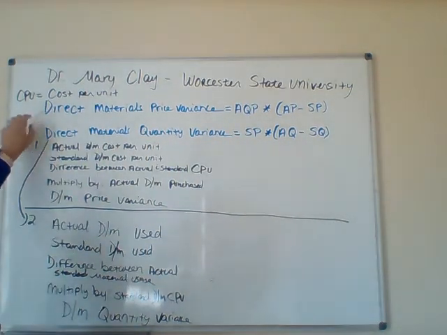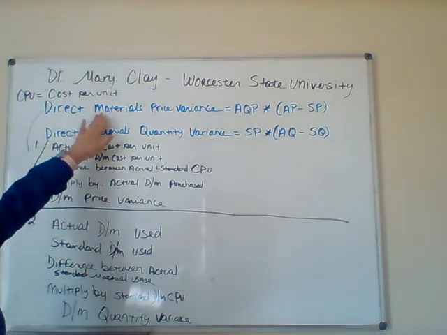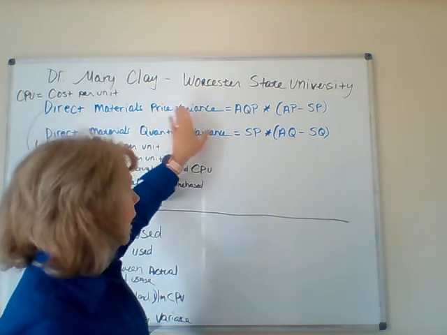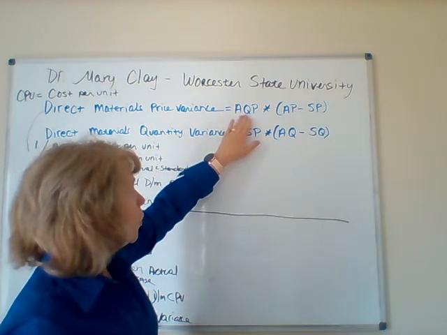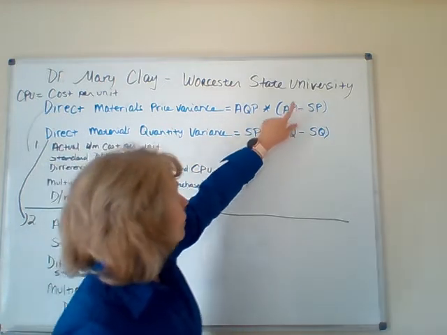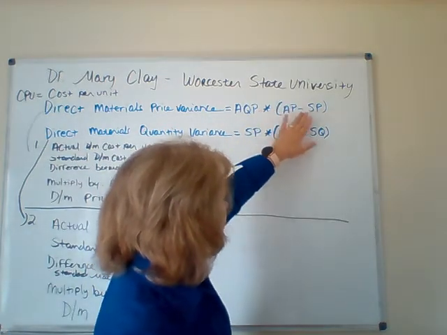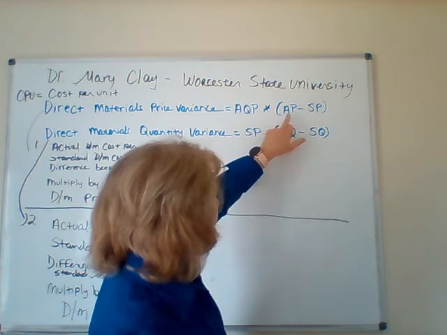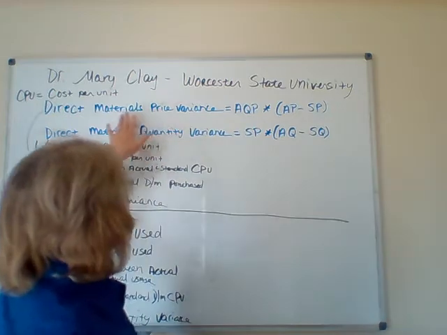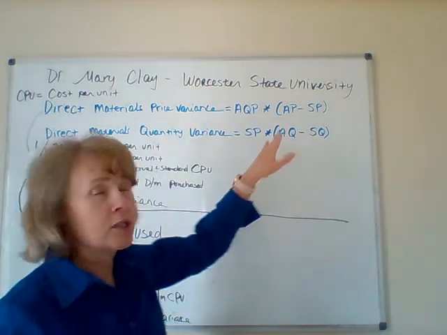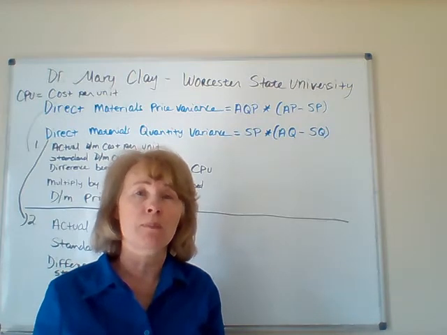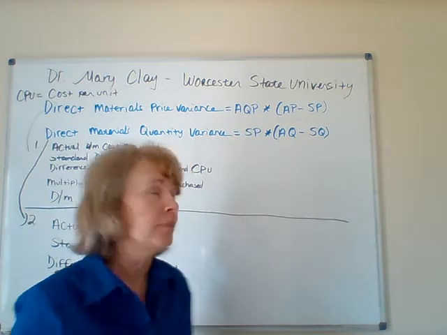I want you to write down direct materials price variance. You will derive that by taking actual quantity purchased and multiplying it. Order of operations, you will do the inside of the parentheses first: actual price minus standard price. That will give you your direct materials price variance. So remember, read the question. Is it asking you for the direct materials price variance?